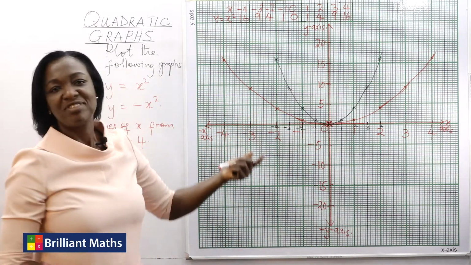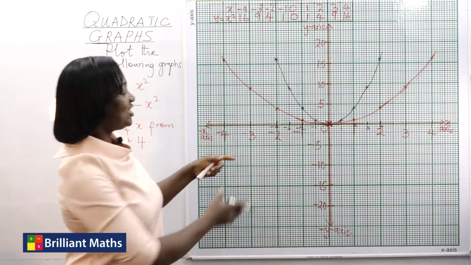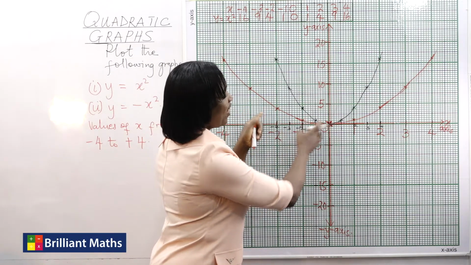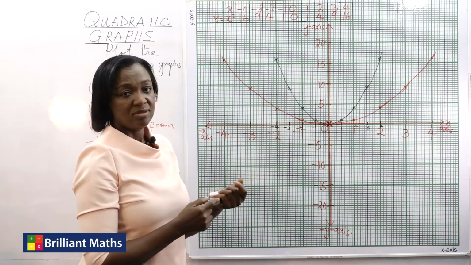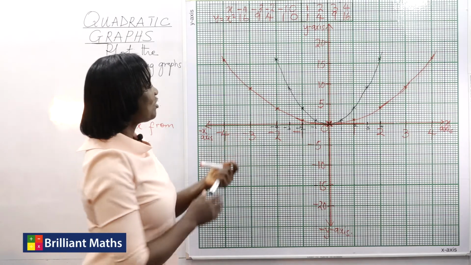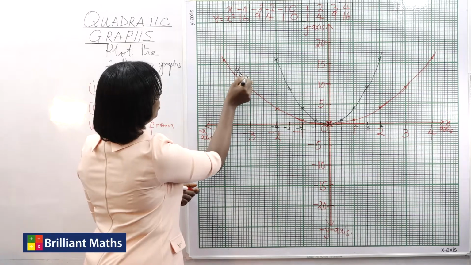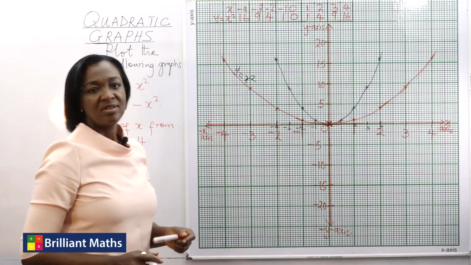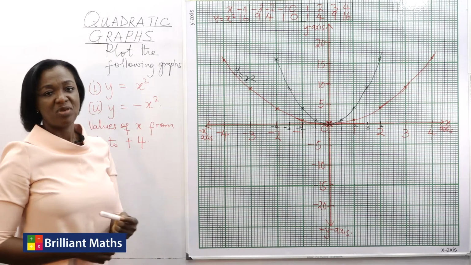So these two graphs are basically the same. The only difference is that for the first one we drew, the values of x were spread out. So it really doesn't matter. So that is the graph of y is equal to x squared. Let's now plot the graph of y is equal to minus x squared.